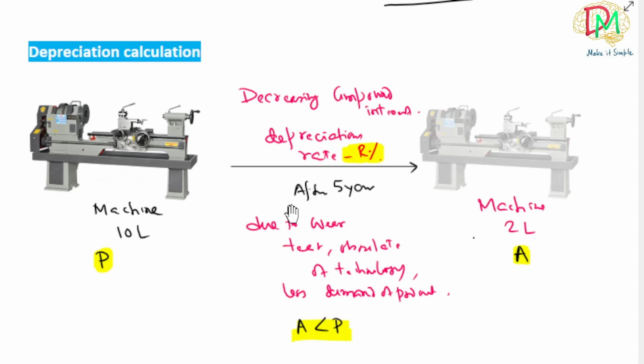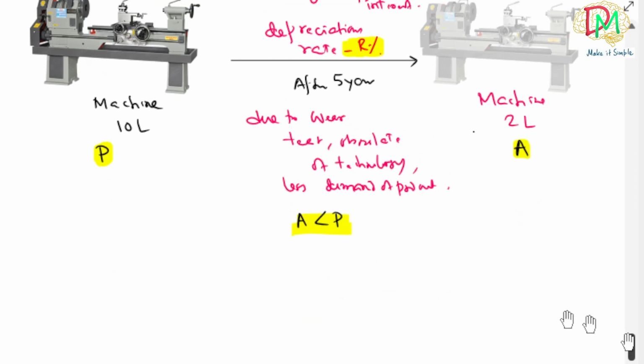So why did this happen? Due to wear and tear, obsolescence of the technology, less demand for the products, meaning overall machine efficiency reduced over time, and the performance of the machine also reduced. That is the reason the value decreases. So what does the owner do? He just keeps aside some amount based on this depreciation calculation, that is decreasing compound interest rate. Consider a 1% value. That amount he keeps aside every year, and it helps him or her to purchase the new machine when he wants to replace the machine after a few years.